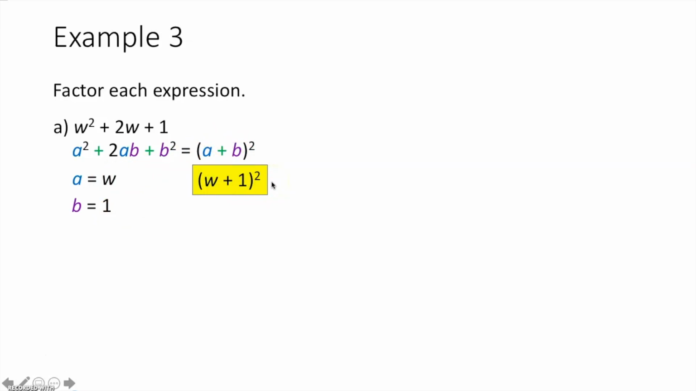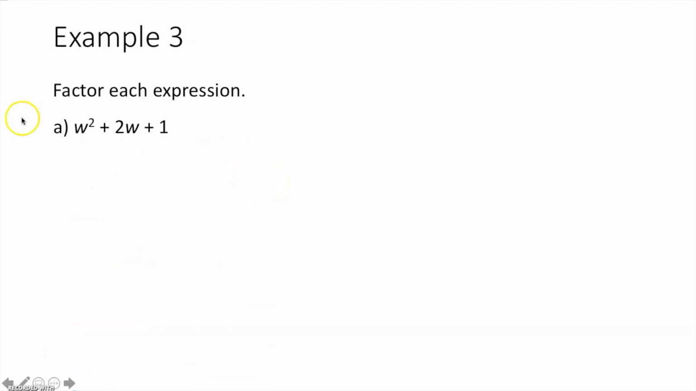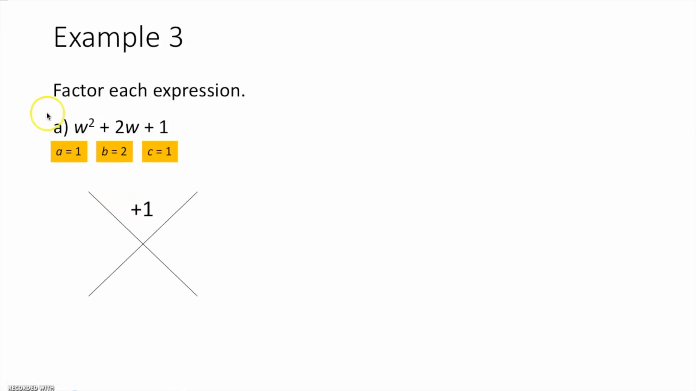Now let's say you forgot the shortcut. All you got to do is use the magic X. In this case, you look, is there something you can factor out? No. So we go, our a is 1, our b is 2, and our c is also 1. Make a magic X, a times c goes on top, that's 1 times 1, so that's 1. Your b value goes on the bottom, 2. Now you think about 2 numbers that multiply together to make 1 and add together to make 2. Well, that's easy, 1 and 1.